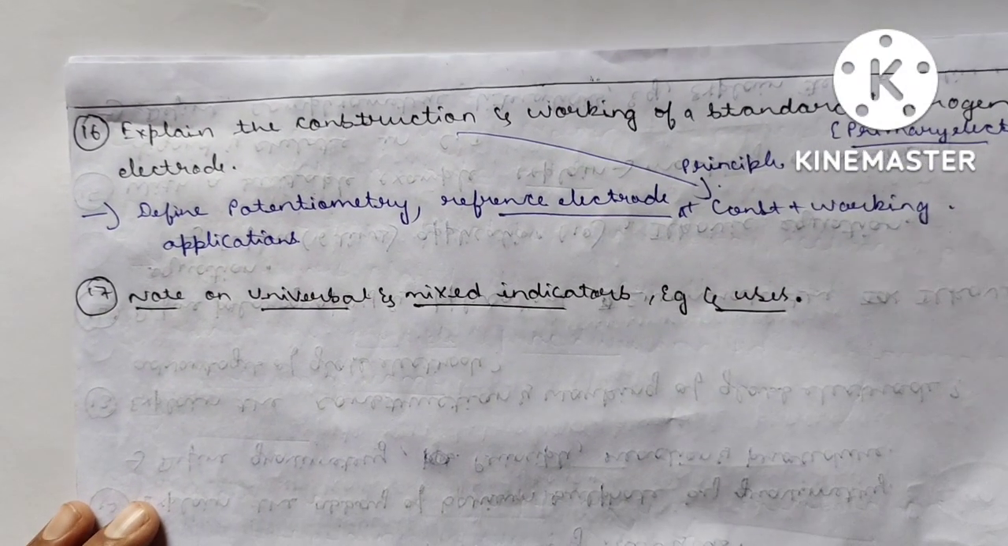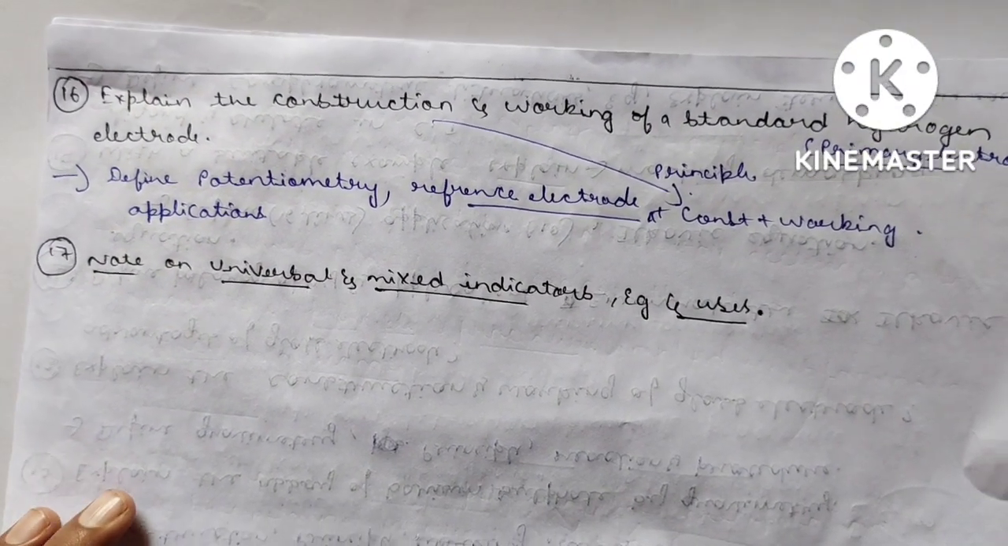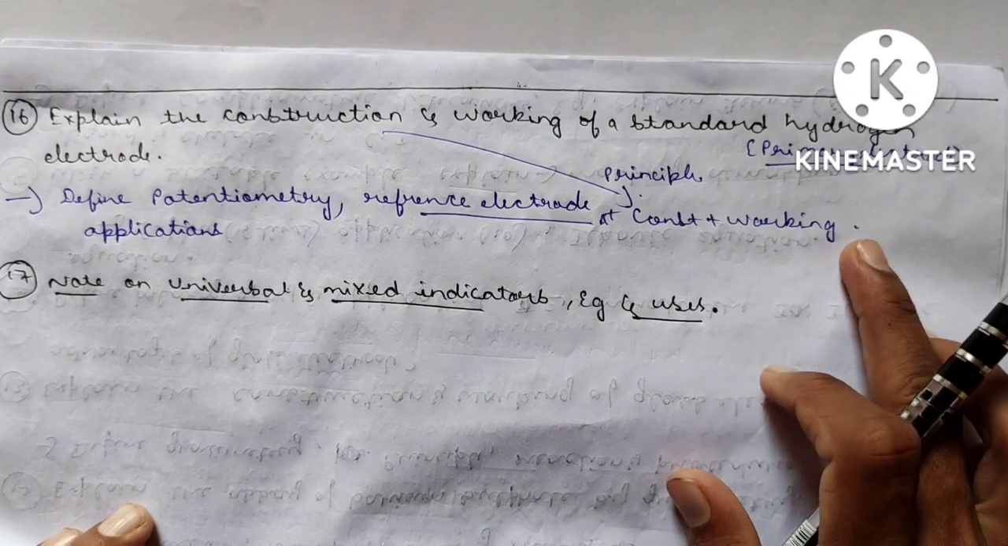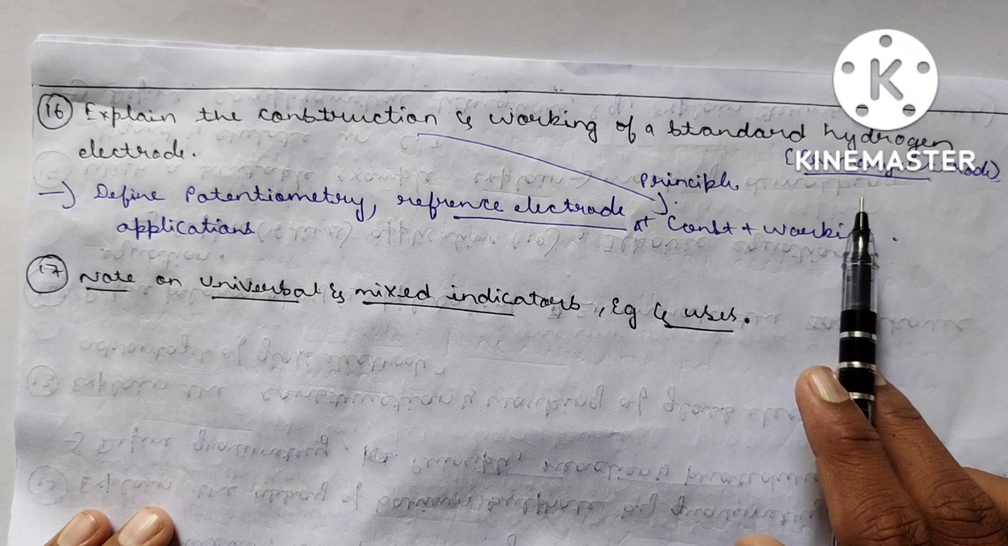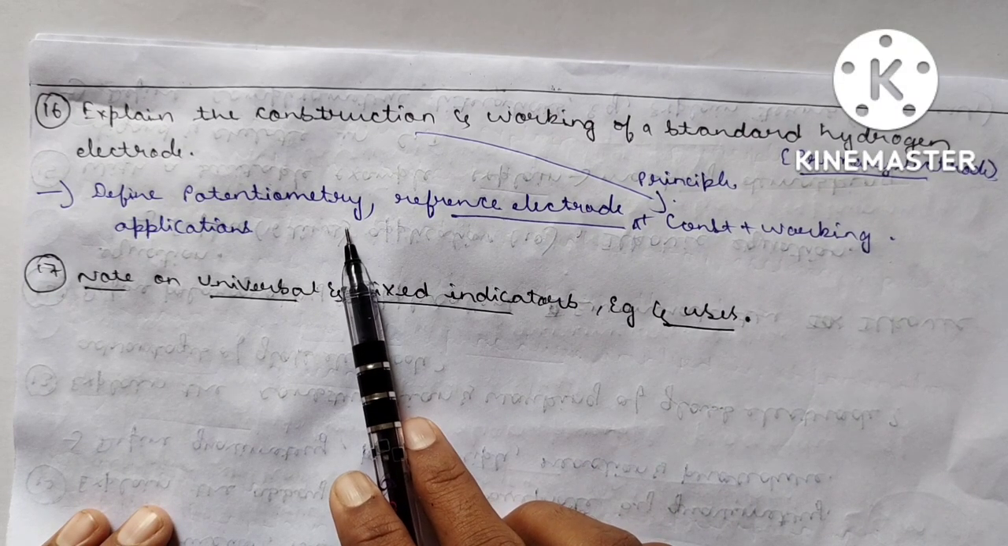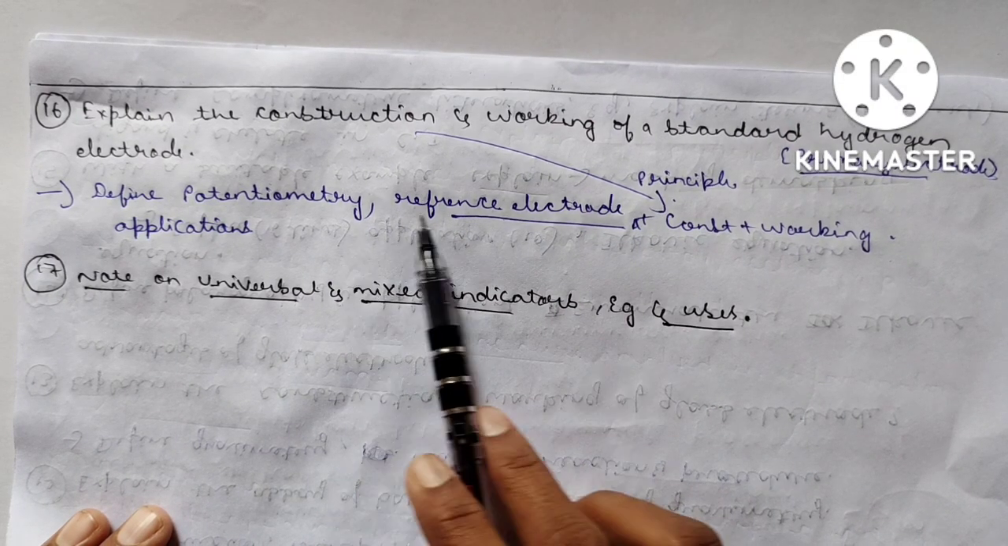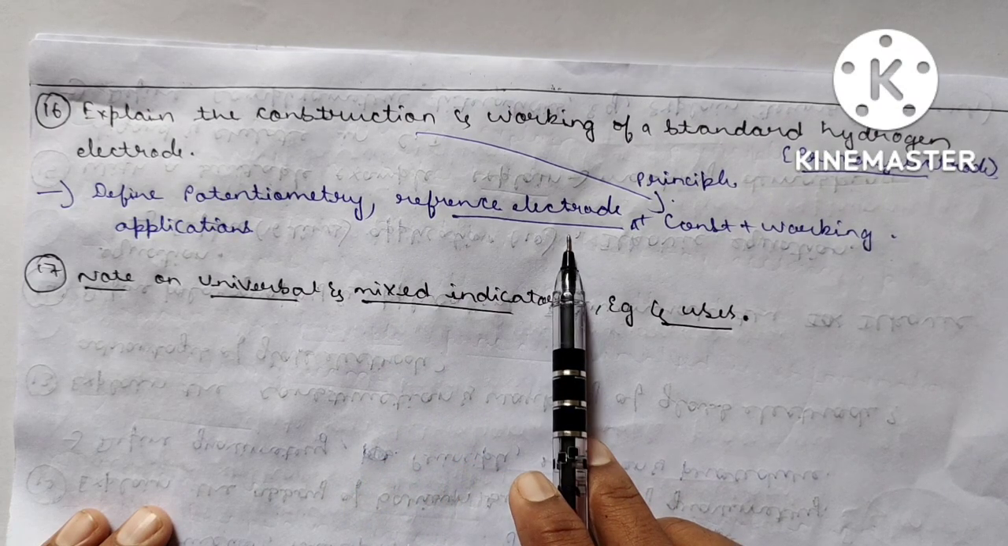That is the 16th question. Question number 16: explain the construction and working of standard hydrogen electrode. This is also known as primary electrode. They will ask either standard hydrogen electrode or primary electrode. So here you have to define potentiometry, then reference electrode. There are 3 types of reference electrodes. Primary electrode is also a reference electrode.